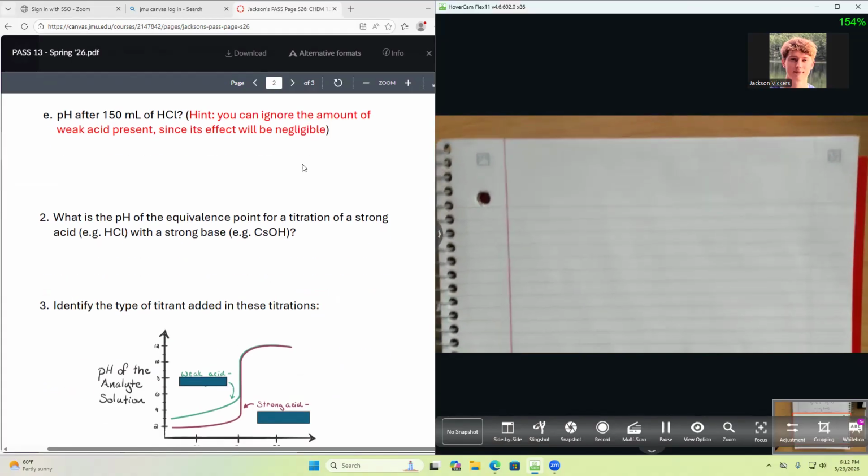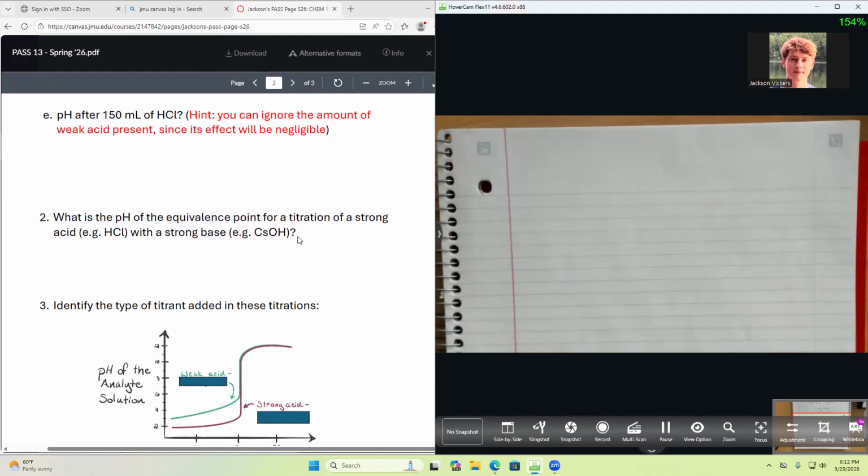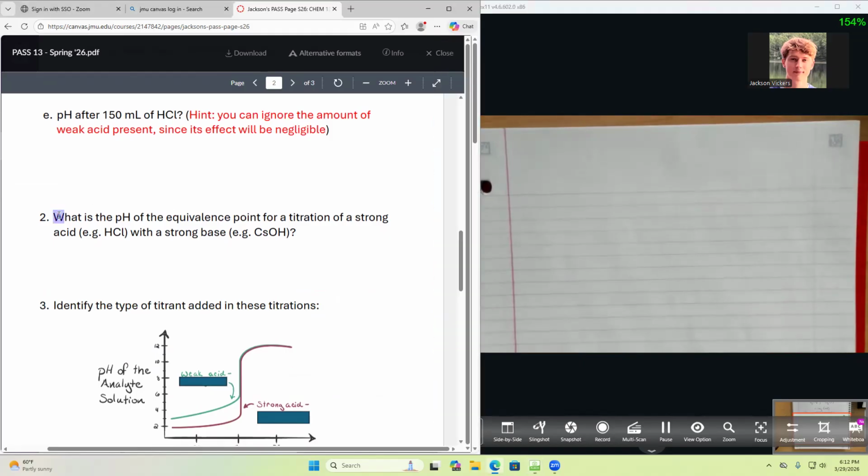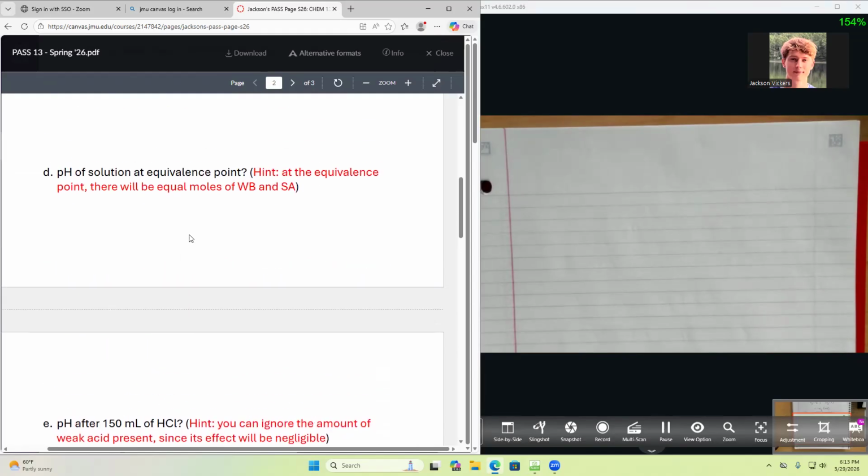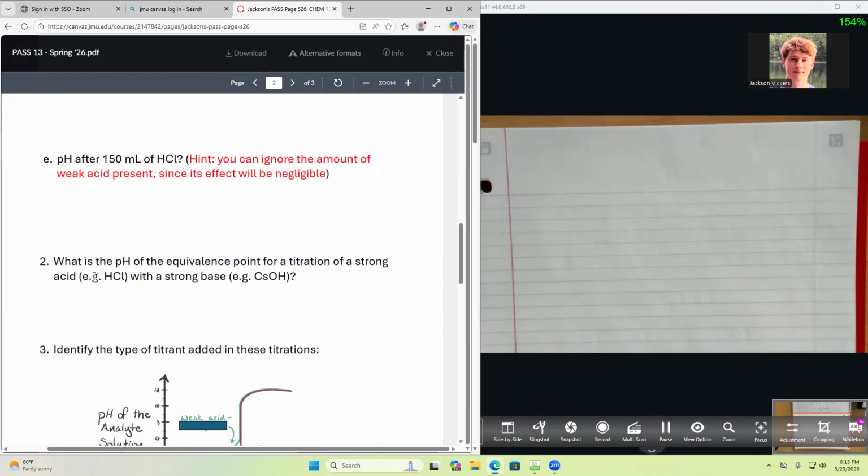So this next one is conceptual. We're not going to do any math, and I'm going to kind of talk you guys through it. Does anyone have an idea or guess of what the pH would be at the equivalence point for titration of a strong acid and a strong base? And again, quick review, we said the equivalence point is when we've reacted away the same moles of both. Anyone have a guess?